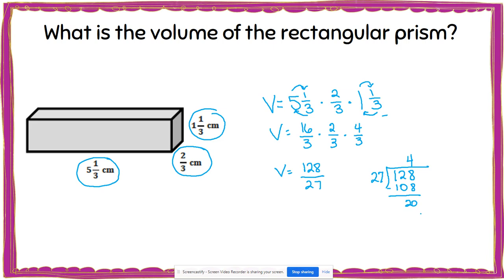Now, I don't have anything left to bring down, so this as a mixed number would have a whole number of 4, a numerator of 20, and the denominator would remain 27. 20/27 cannot be simplified, so I would leave it just like this. So it's 4 and 20/27 centimeters cubed.